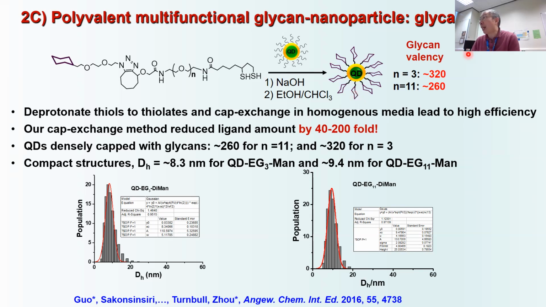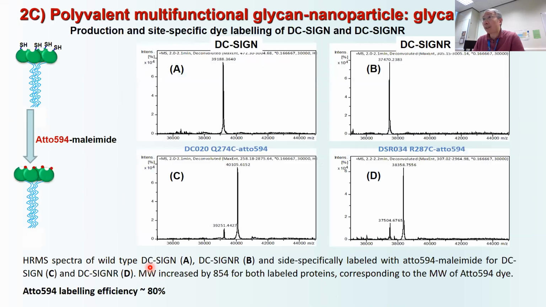We have also been able to coat each quantum dot with several hundred copies of the sugar. That is really useful for strong binding. We also found these quantum dots are relatively small. Their hydrodynamic size is still less than 10 nanometers. So they should act as good FRET donors.